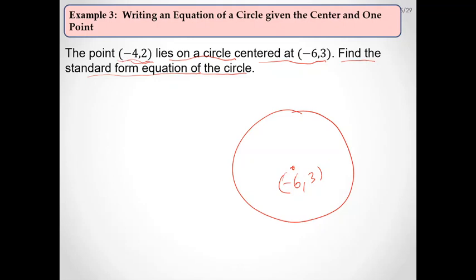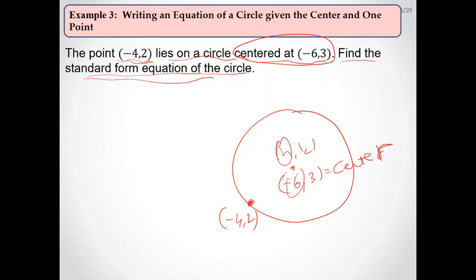Look here, (-4, 2) is on the circle. I think -4 is somewhere here maybe. I'm not sure, but anyway, its location is not that important. Here, this is the center because it says centered at (-6, 3). It says find the standard form of the equation. So basically what you need is h, k, and these are given. H and k are given to us, and the only thing we need is the radius.